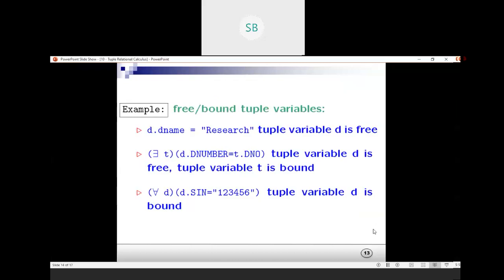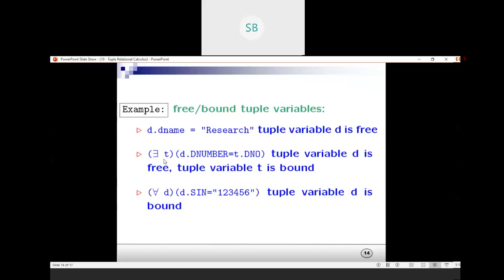Now here is an example of free and bound variables. In the first expression, d dot name equals Research, none of the quantifiers, neither the existential nor the universal, comes into the picture. That is why the variable d is free. But here you see there exists d dot number equals t dot dno. In this case, t is a free variable because there is no existential or universal quantifier attached to the variable t.